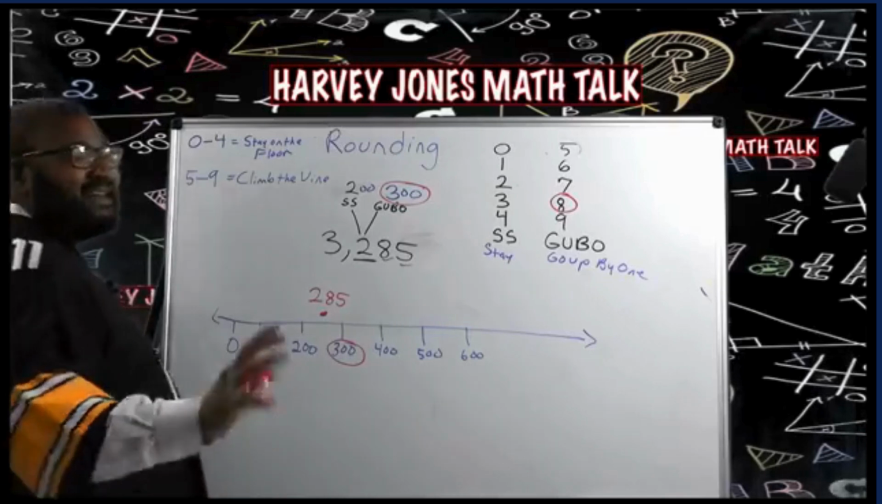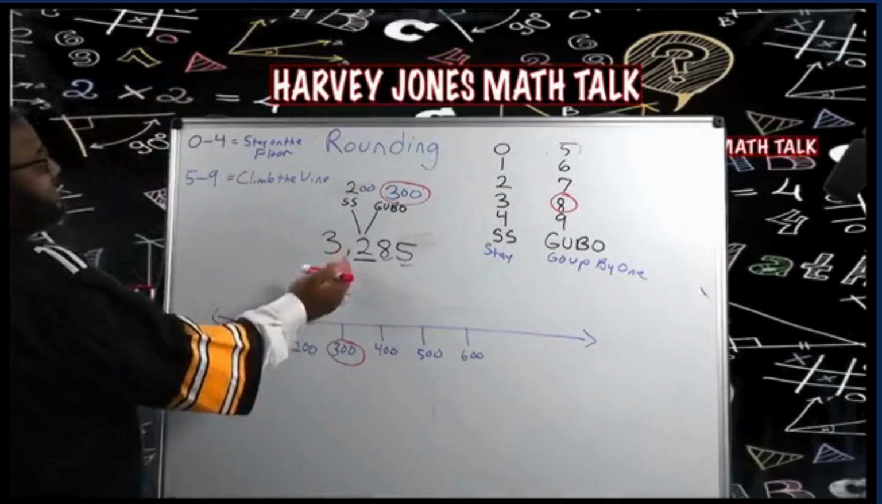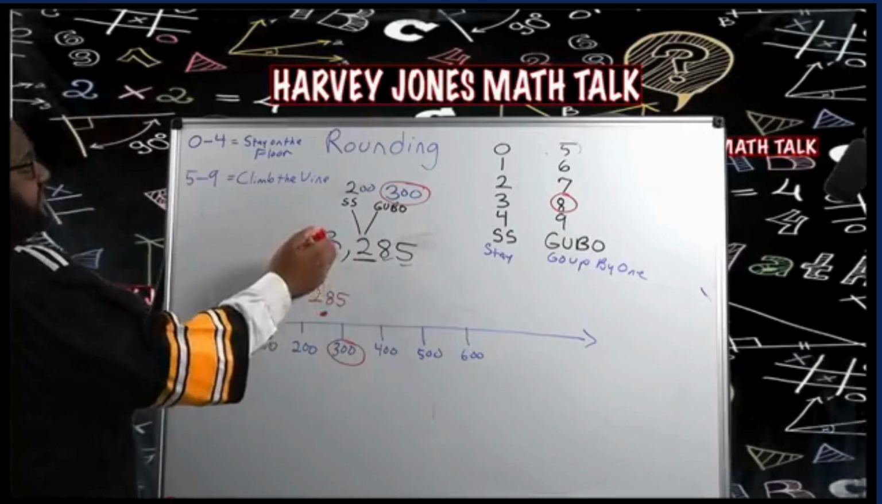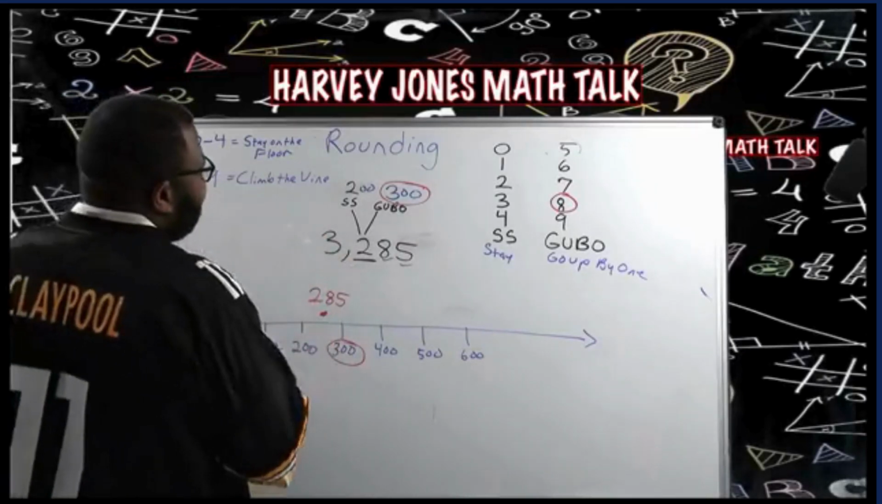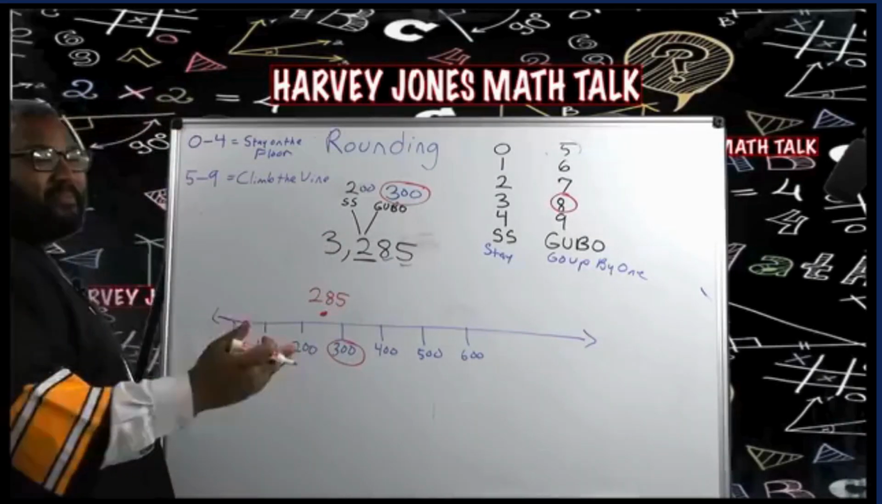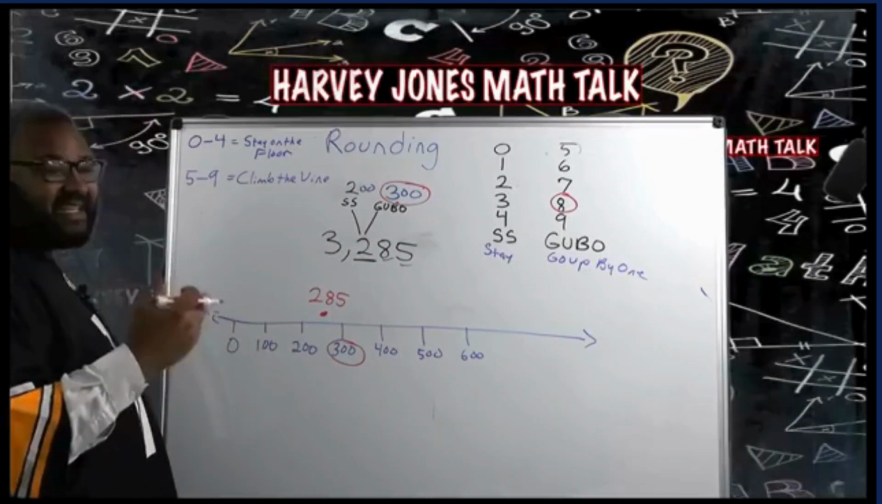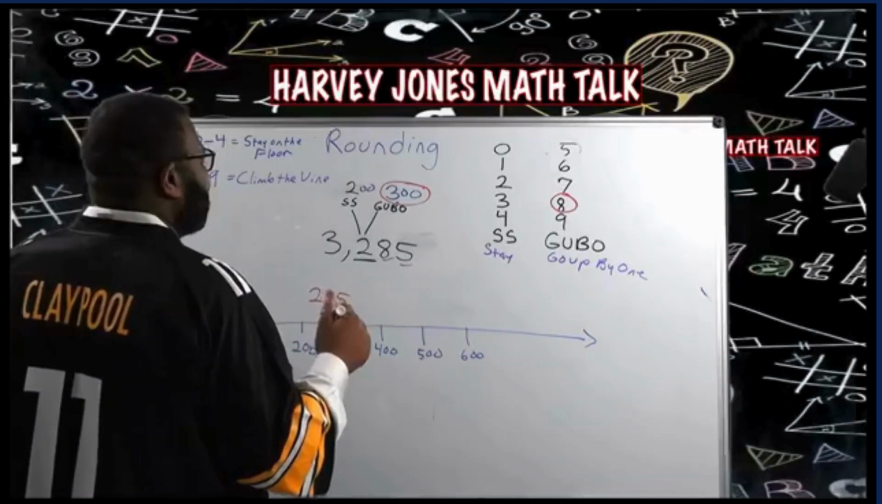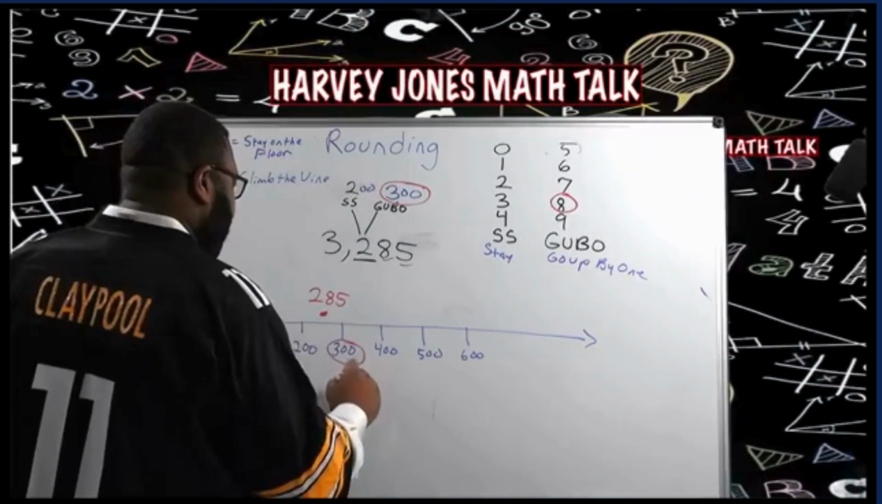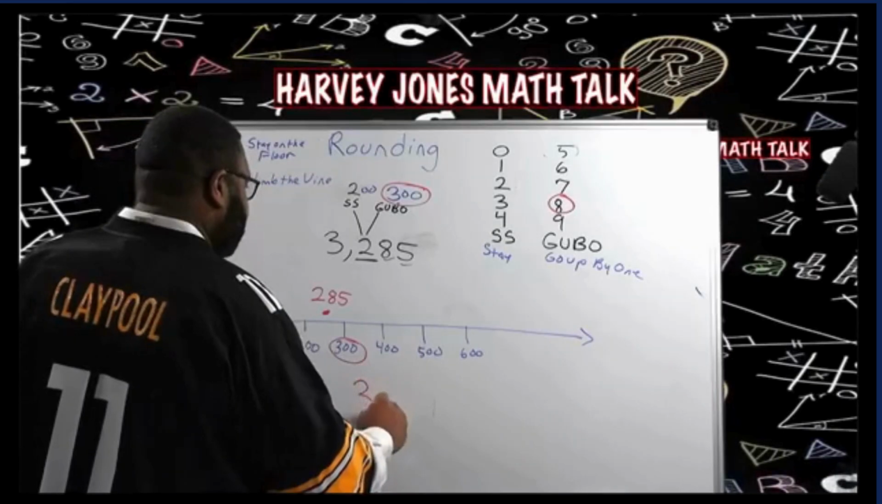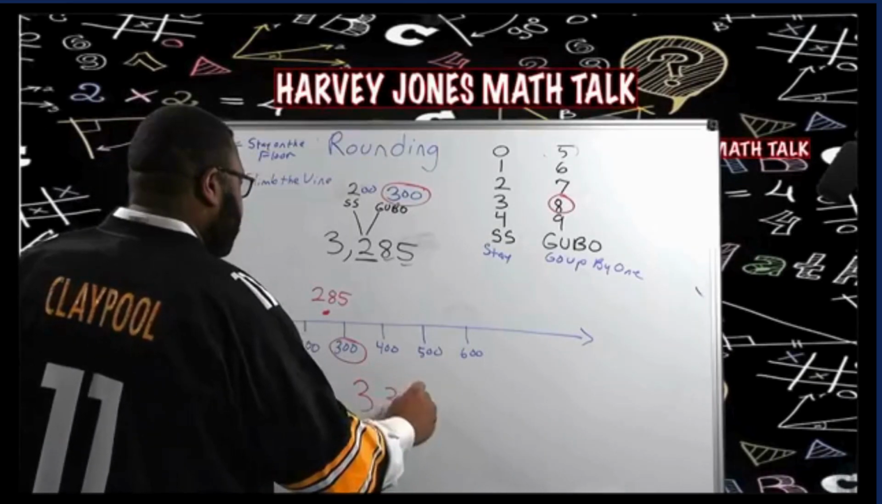Now, I'm not done with this though. Why? Because there's a number in front. Even though I've rounded this to 300, there's a number in front. The number in front of the place where they tell us to round to is going to stay the same. So my actual final number would be 3,300.